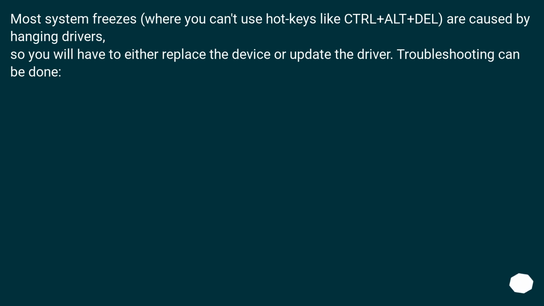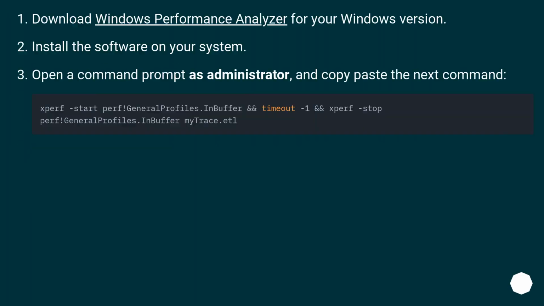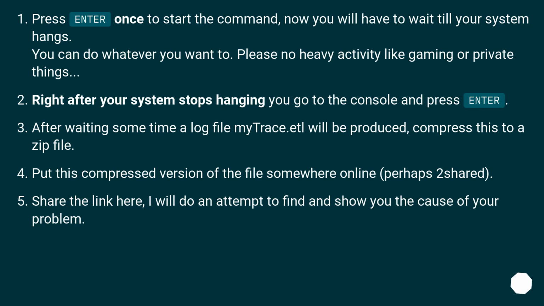Troubleshooting can be done. Download Windows Performance Analyzer for your Windows version. Install the software on your system. Open a command prompt as administrator, and copy-paste the next command. Press Enter once to start the command.